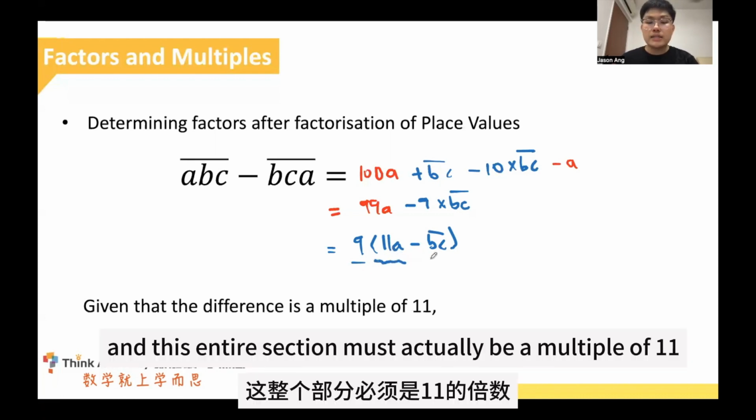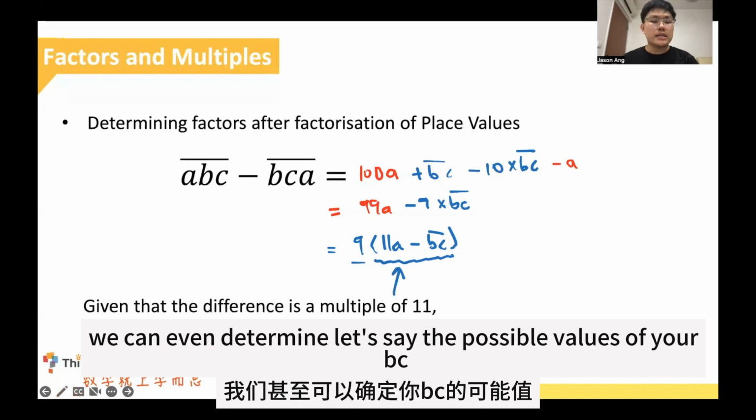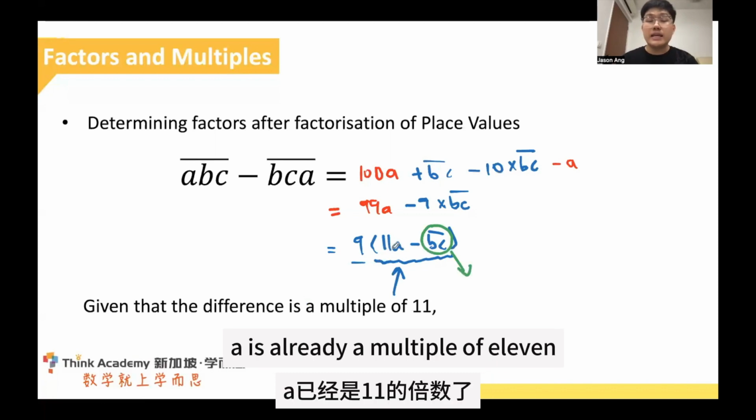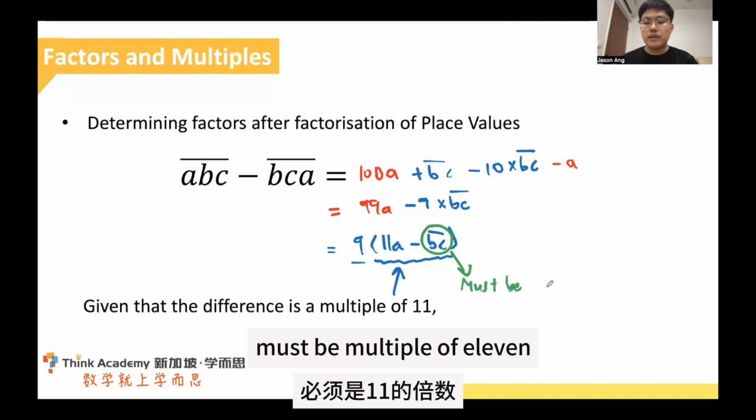And this entire section must actually be a multiple of 11. Knowing this, we can even determine the possible values of BC. For example, we know that here 11A is already a multiple of 11, so BC must also be a multiple of 11.